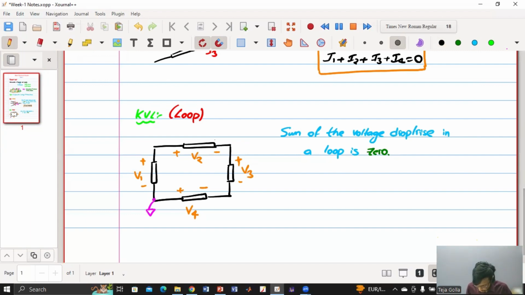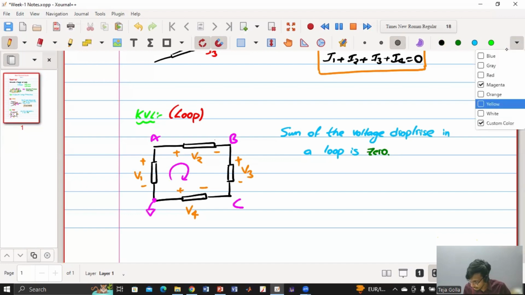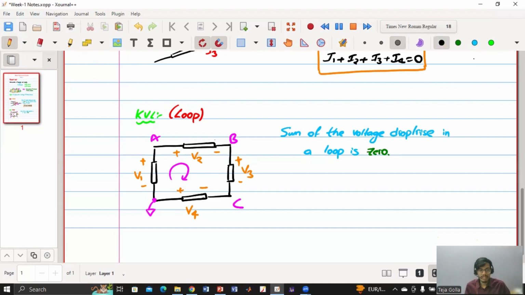So I'm starting from this node, and I'll go in the clockwise direction. I'll go to A, then B, then C. When we are going from one node to another, the voltage will increase or decrease depending upon the polarity. Say this node is node O or node G. A is at a higher potential than O, because A is positive and this is negative. So when I go from O to A, I am going to a point which has higher potential, so it will be plus V1.